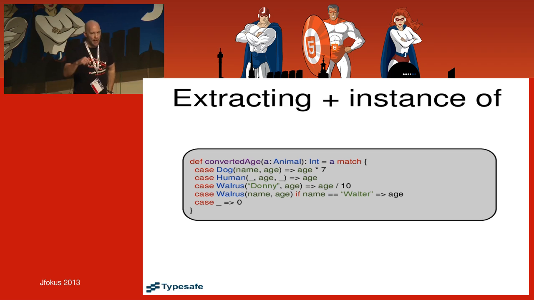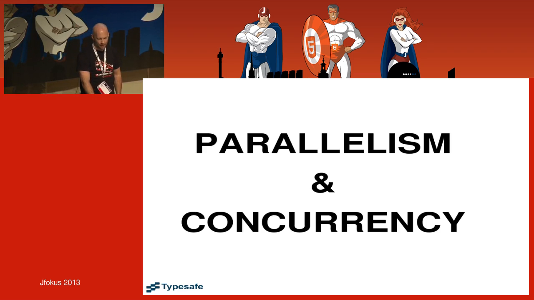You can also use explicit values, like on the next line. We're only interested in the walrus Dunny. Then we divide by 10. But we can also add guards, as you see in the last line. If name equals Walter, then we return age. And finally, the default case is the underscore, which is going to be everything else. If someone passes in a bird here, then 0 is going to be returned. So that's really powerful. Play around with pattern matching. It's a great feature.